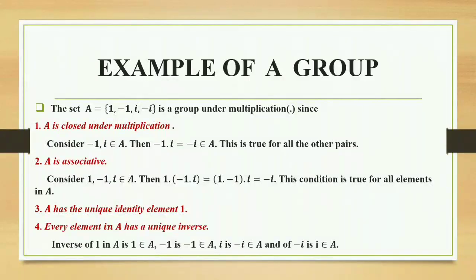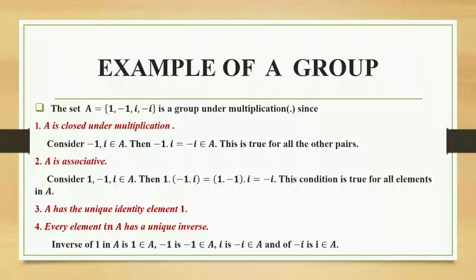Example of a group. First, we consider the set A equal to {1, minus 1, i, minus i}. We can prove this is a group under multiplication. First, we will see the closure property. We consider two elements in A, minus 1 comma i. Then minus 1 dot i is equal to minus i. Since this element also belongs to the set A, the closure property is satisfied. We can verify this property for all the other pairs.